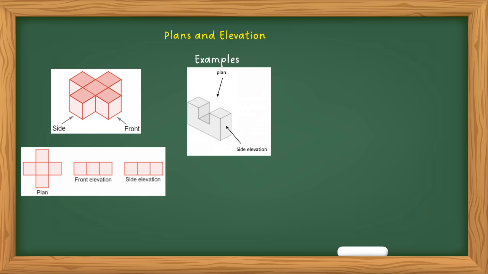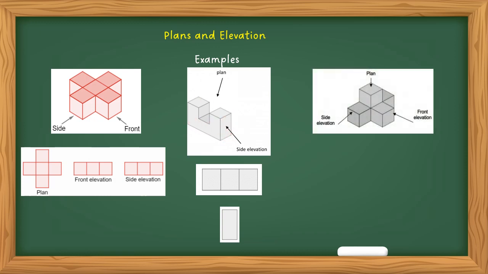Here's another one, a funny U-shaped type thing, plan and side elevation. There's your plan, that's your plan. You're looking down at it from a bird's eye view. Okay, and there's your side elevation. All you would see is that face there. You wouldn't see this side, you wouldn't see the top.